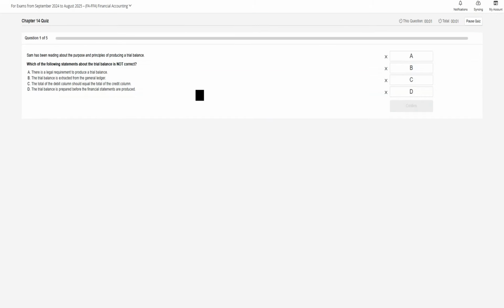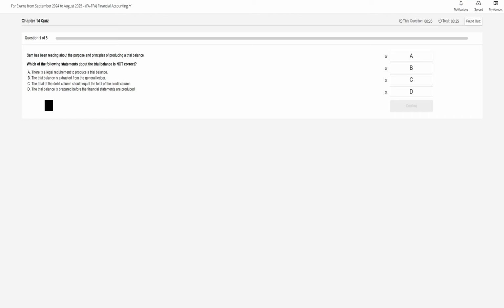Now, the first question is: Sam has been reading about the purpose and the principles of producing a trial balance. Which of the following statements about the trial balance is not correct? So, Sam is just analyzing the purpose and the principle of trial balance. Let's read out the options one by one and figure out which one is correct. But the question is asking which one is not correct. Out of these, which statement is not correct?